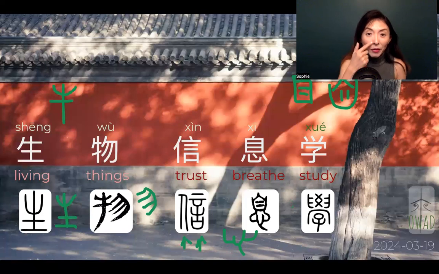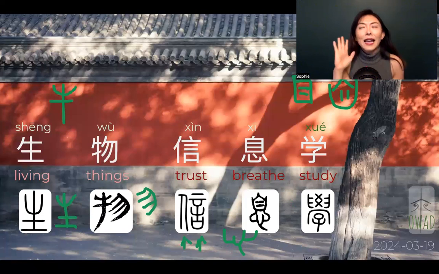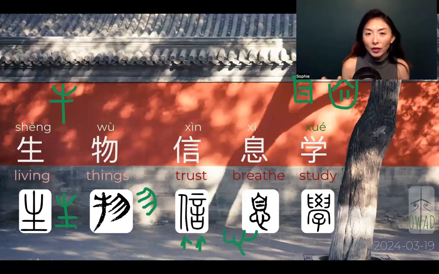We have the air coming from the nose. That's easy to figure out. But then people delegate that to the heart somehow, right? And then that means breathing in the ancient Chinese understanding of how breathing works. And why would breathing plus trust make information?